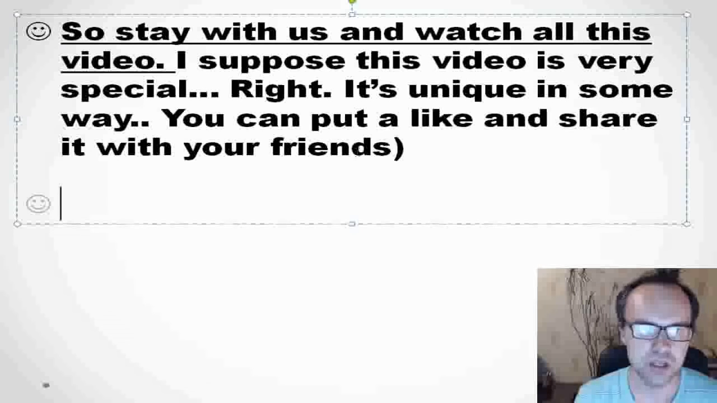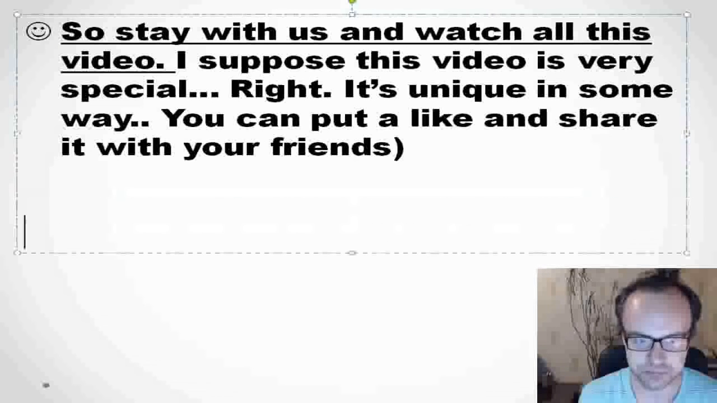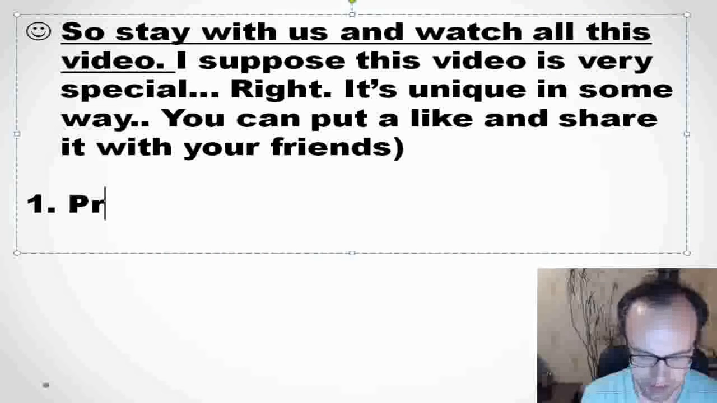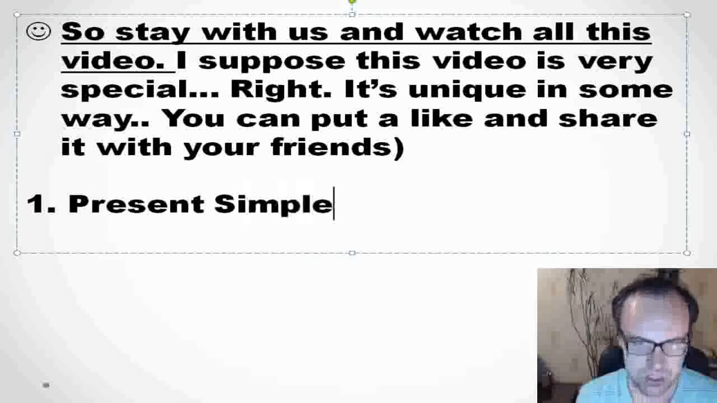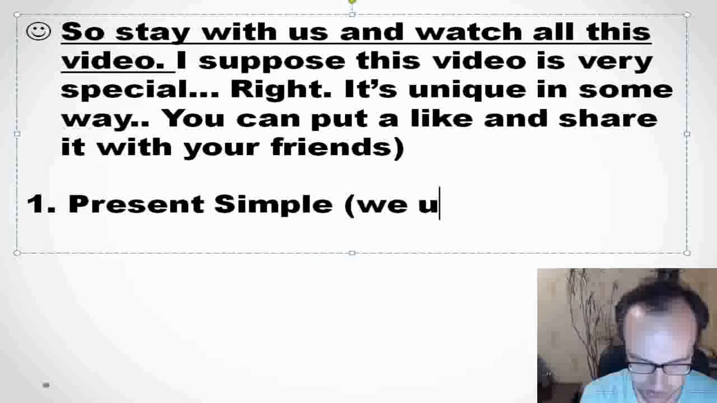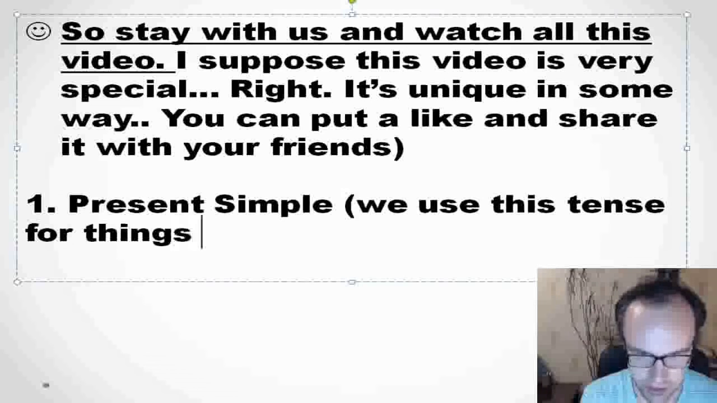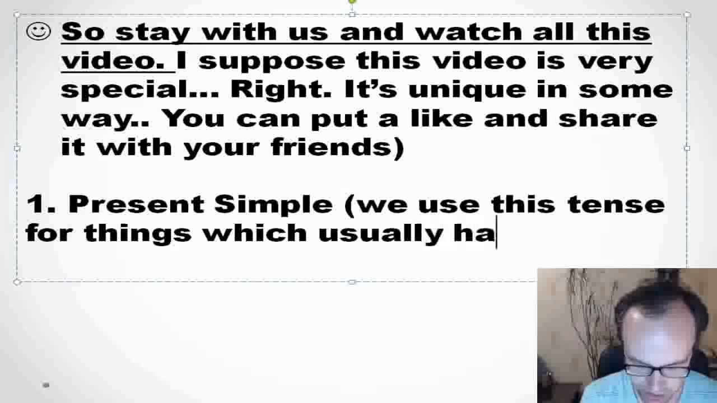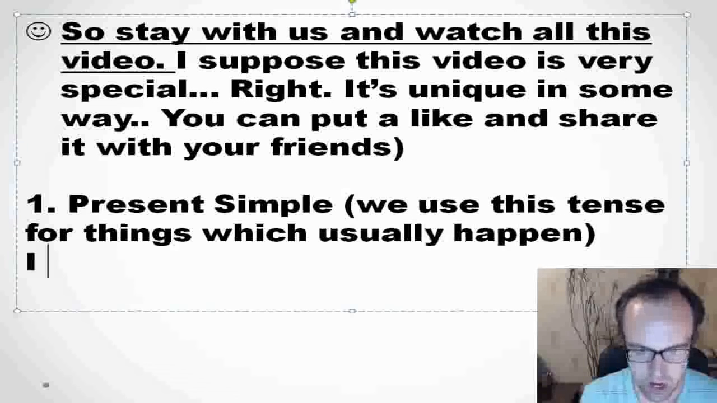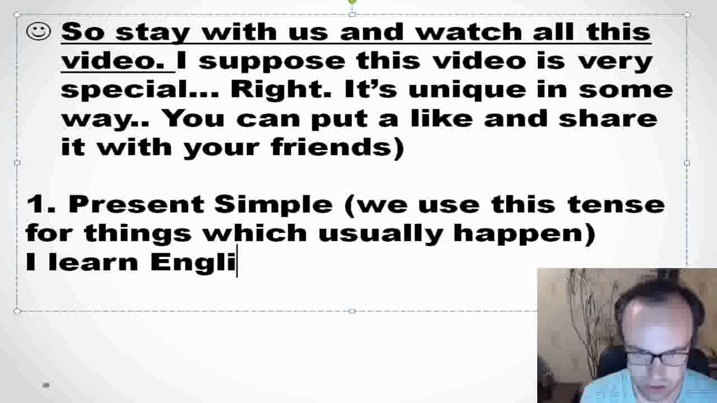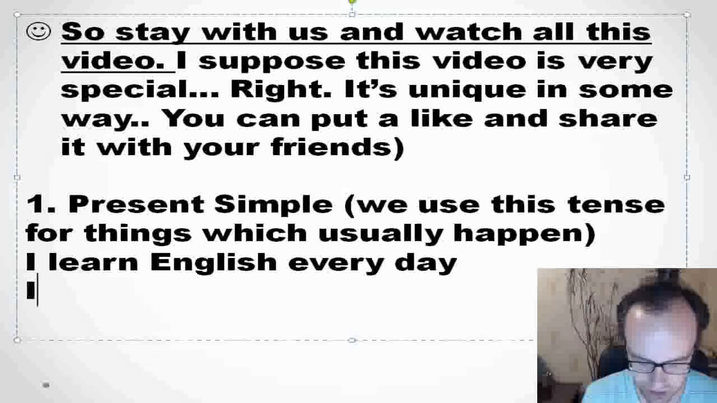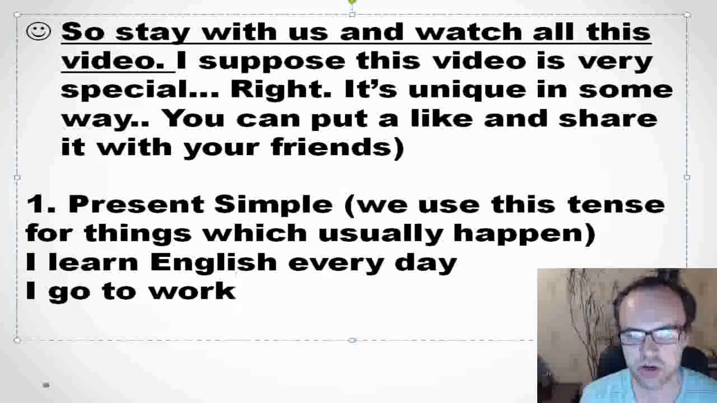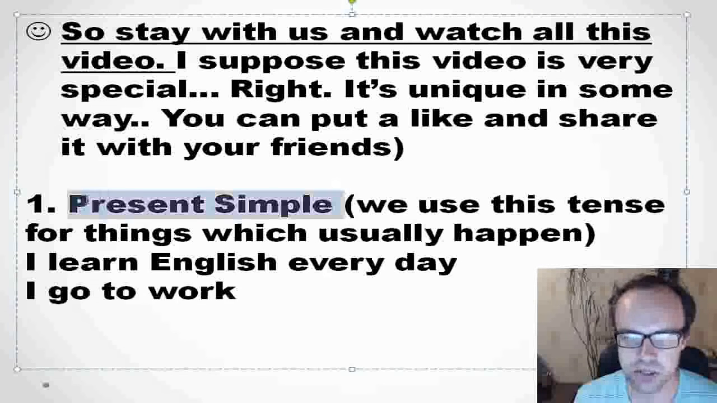Okay, so the first tense is present simple tense. We use this tense for things which usually happen. For example, I learn English every day. I go to work. So it's present simple.